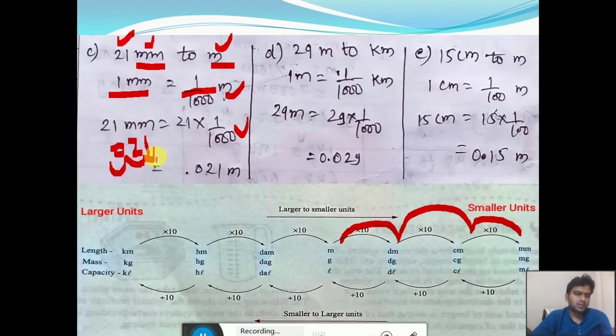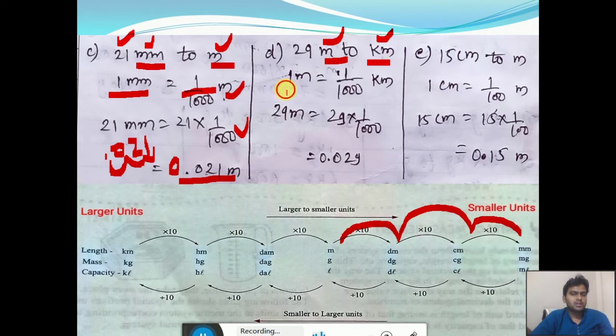So after 1 place we reach between 2 and 1. Then after the second move we reached between 0 and 2, and after the third place we reached before the 0. So here we will put the decimal point. So our answer is 0.021, or we can also write 0.021 meter. Now this millimeter is changed into the meter. Now 29 meter we have to change into kilometer, meter into the kilometer.